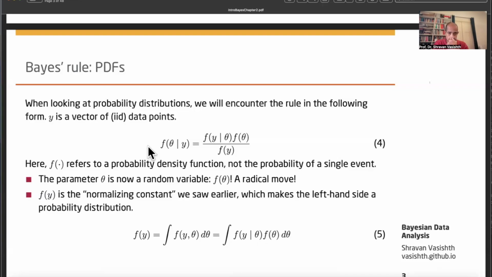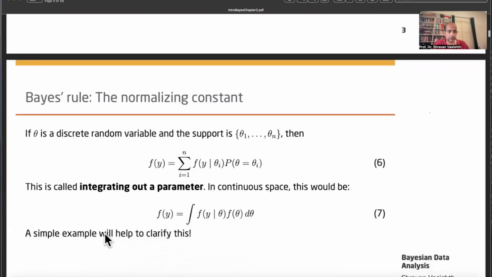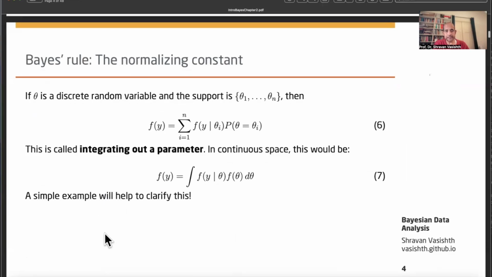Okay? So that's why I write here that f of y is the normalizing constant. In this equation, the numerator is the kernel of the distribution, and the denominator is the normalizing constant, which ensures that f of theta given y, the distribution of theta given y, is a proper probability density function. That means the area under the curve sums to 1. Okay? So let's take a look at what it means to integrate out a parameter.